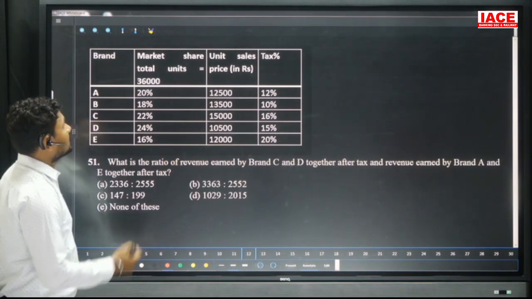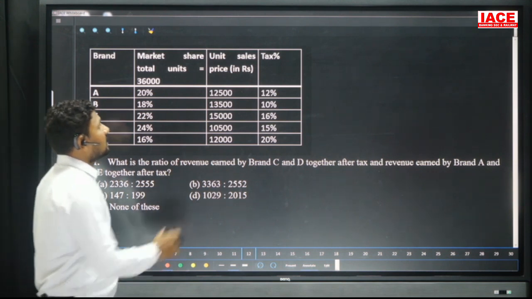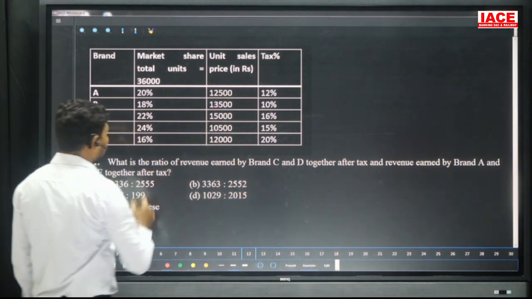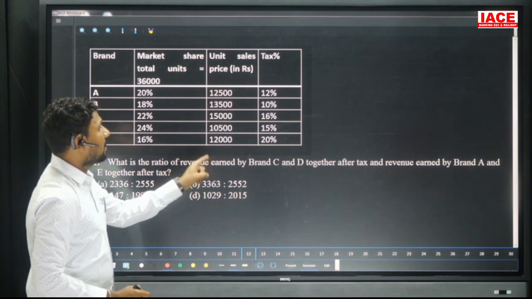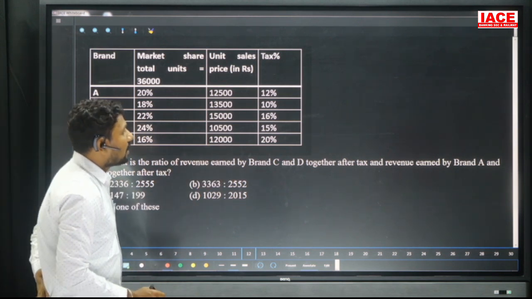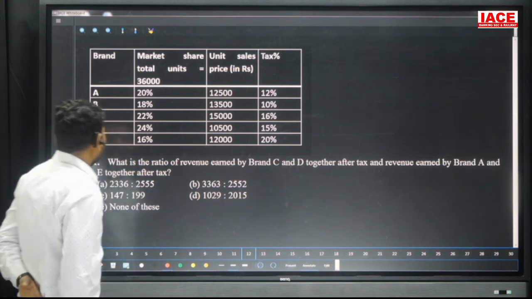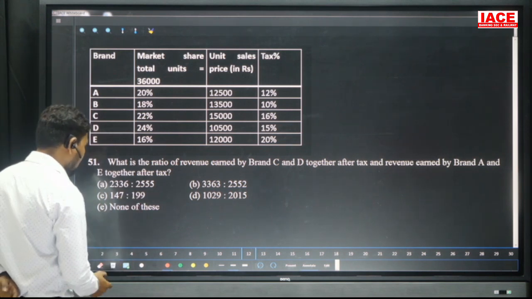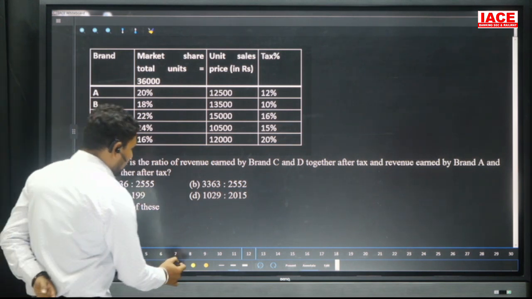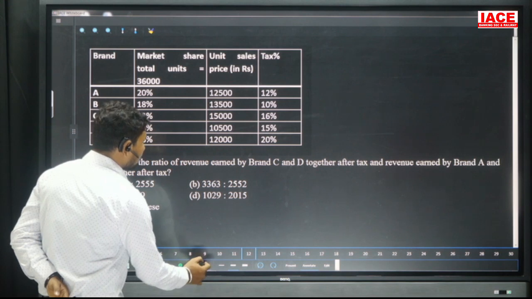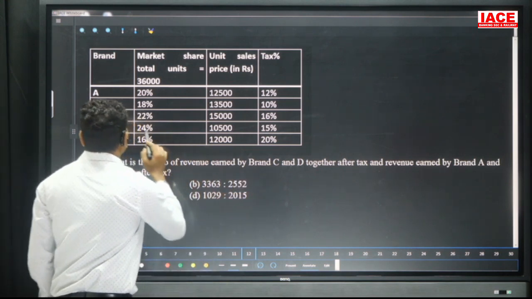Market share total units is 36,000. Unit sale price is 12,500 and tax. Coming to the question, what is the ratio of revenue earned by brand C and D together after tax and revenue earned by brand A and E together after tax? They need the after tax value. So after tax value, it is a lengthy question. C and D. C is how much?